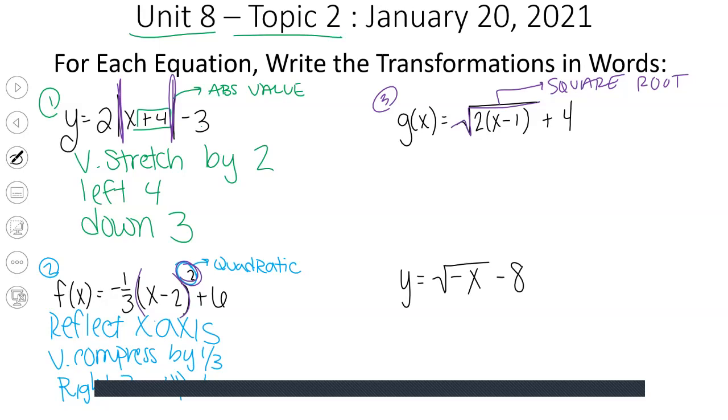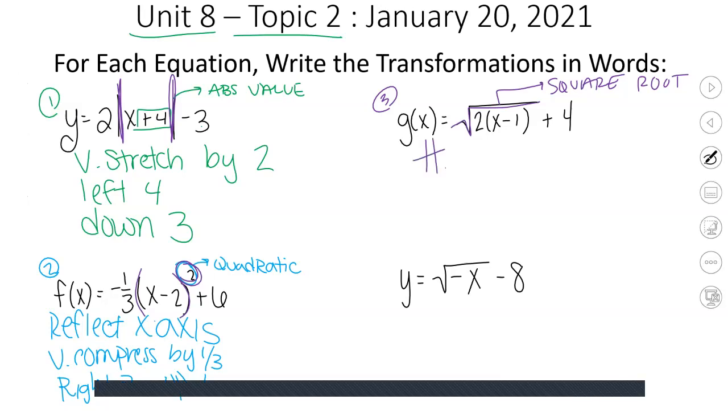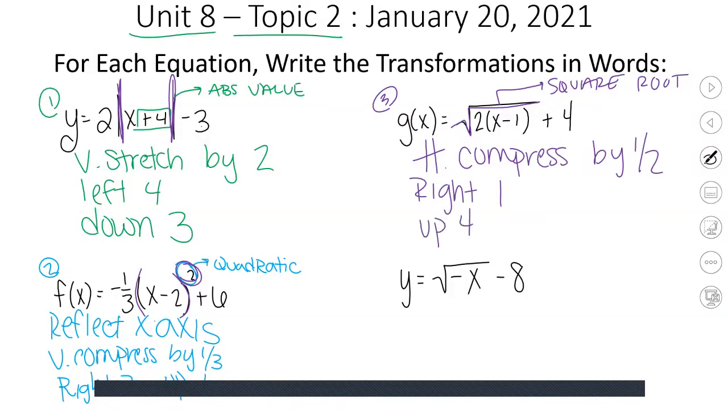So is that 2 inside or outside? It's inside. So is it horizontal or vertical? Horizontal. Is it stretch or compress? It's a compress by how much? By 1/2. Very good. That minus 1, is it inside or outside? Inside. So what does it mean? Right 1. And what does the plus 4 on the outside mean? Up 4. Very good. Okay.